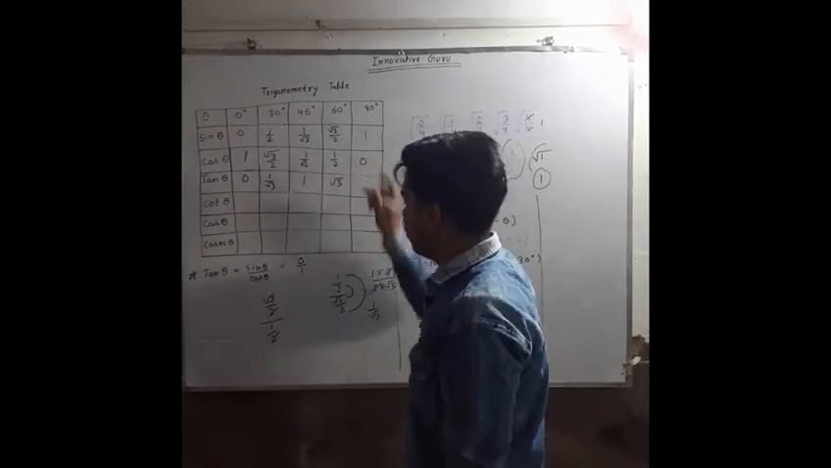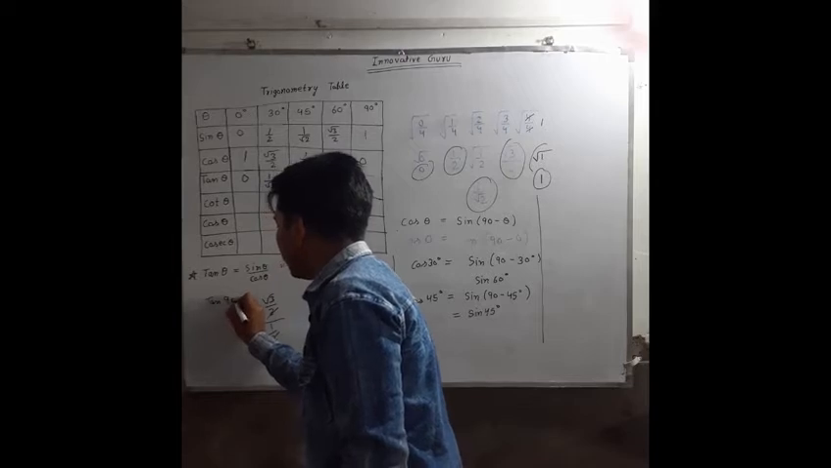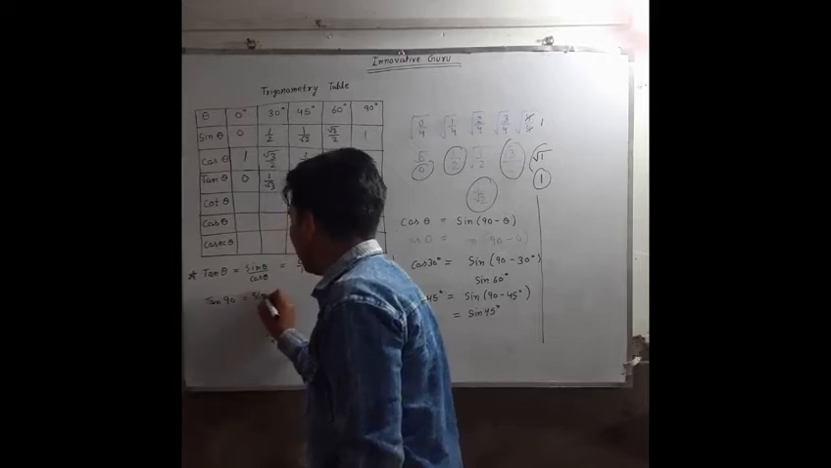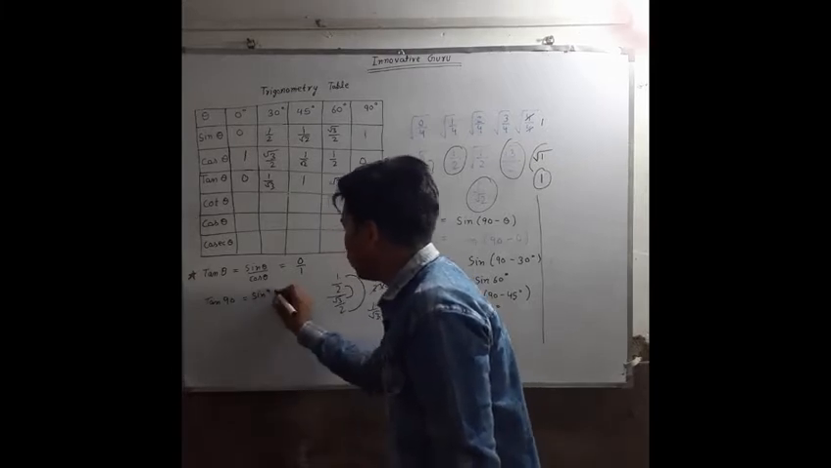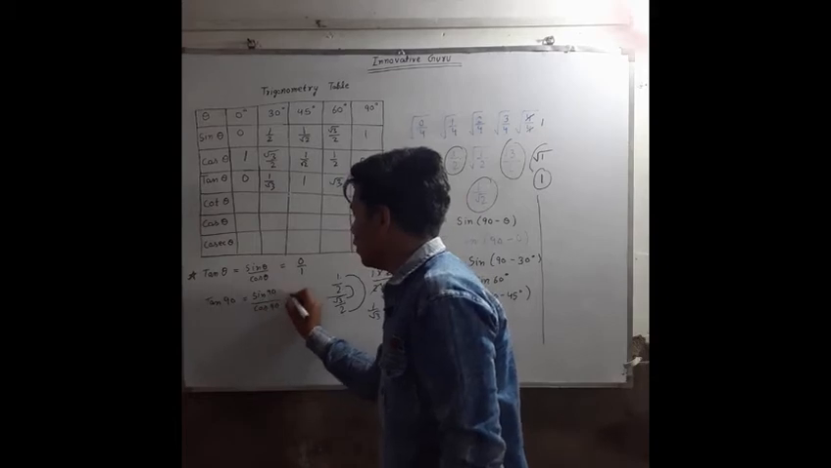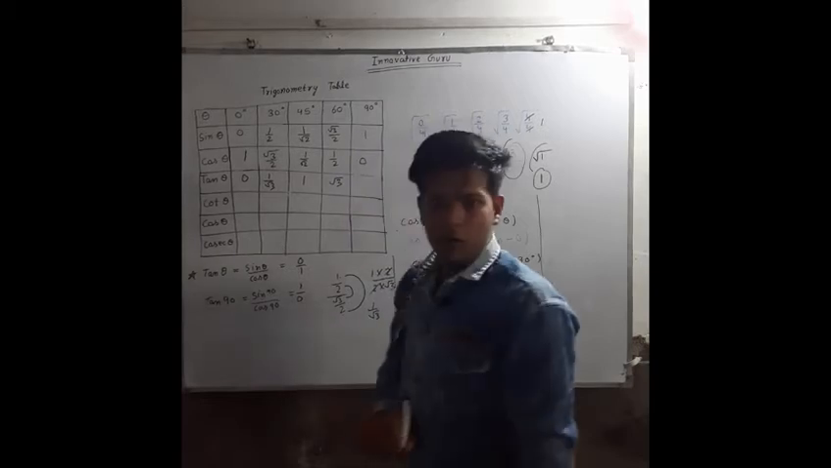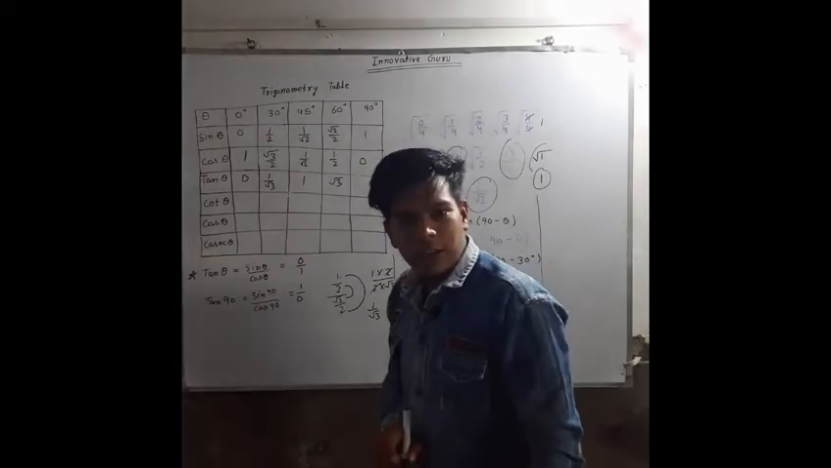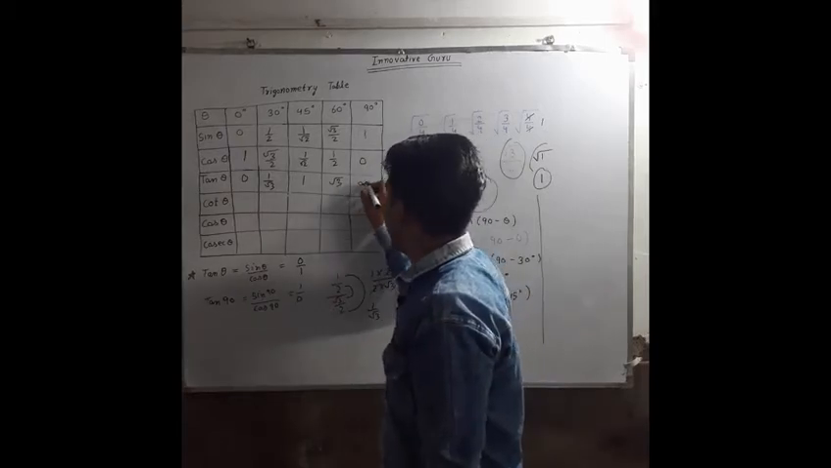Now, how to get the value of tan 90? You have to divide sin 90 by cos 90. So what value will come? 1 upon 0. What do you think? It is called infinity. So this is the symbol of infinity.